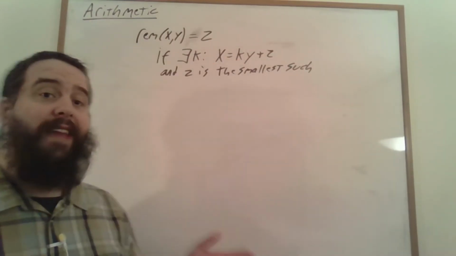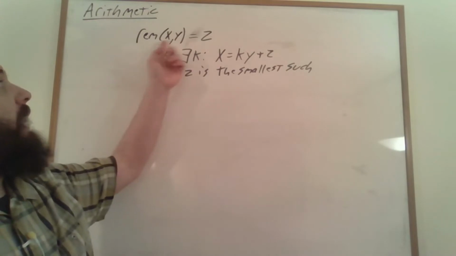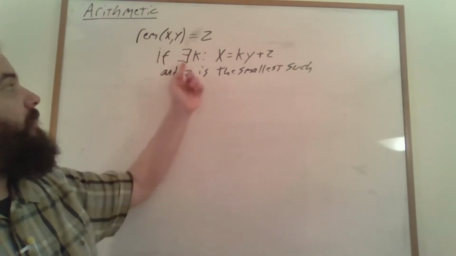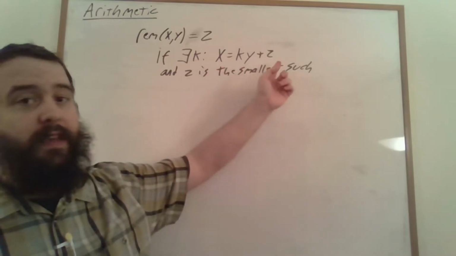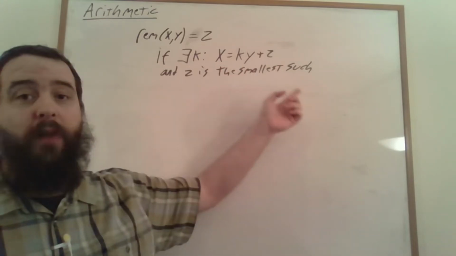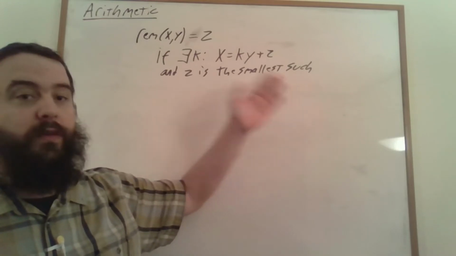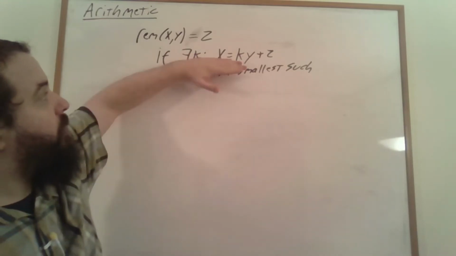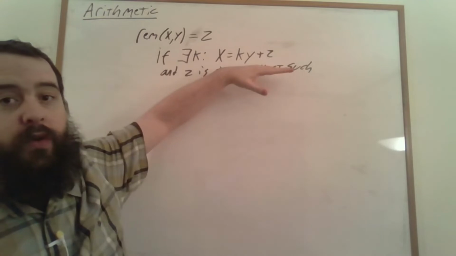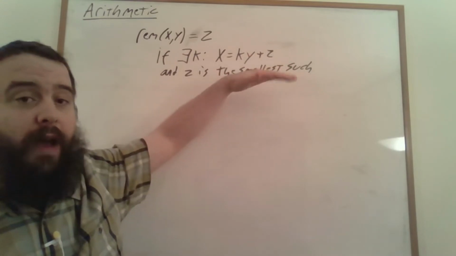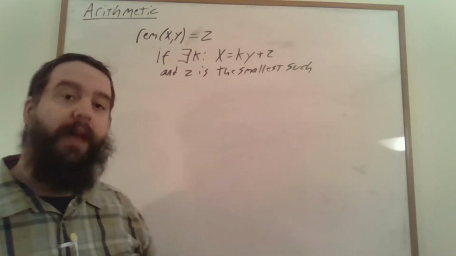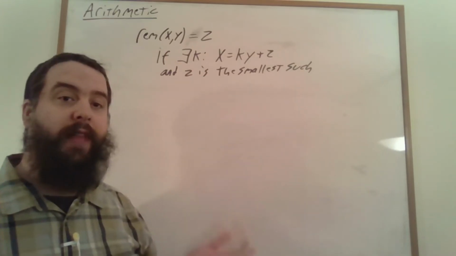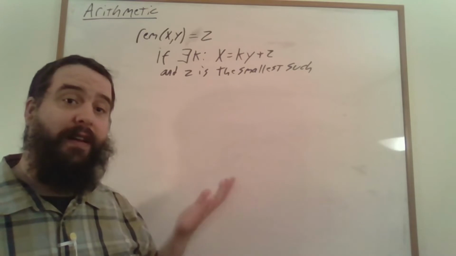So we say that z is the remainder when x is divided by y if there is some k such that x is equal to k times y plus z, and z is the smallest such z. So specifically, there is not a z prime that also makes this true for some z prime that's strictly less than z. And remember that we can talk about less than or equal to because we have addition of natural numbers.